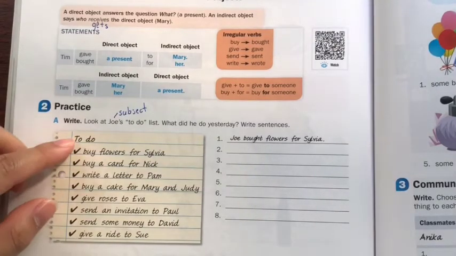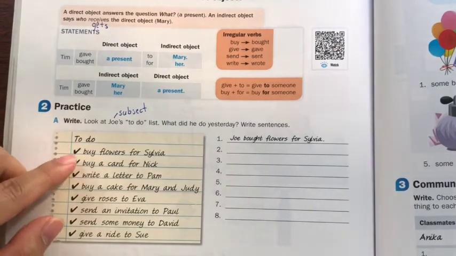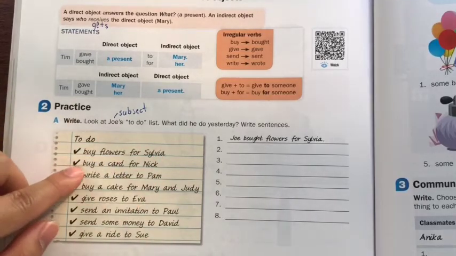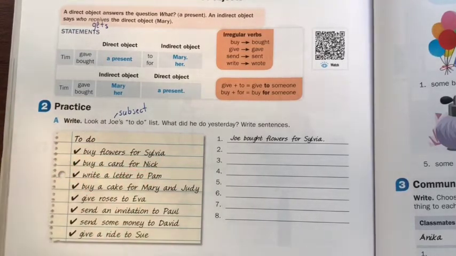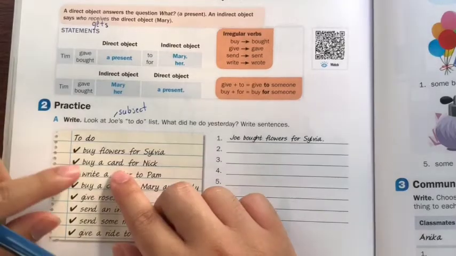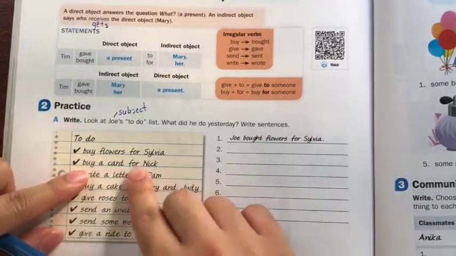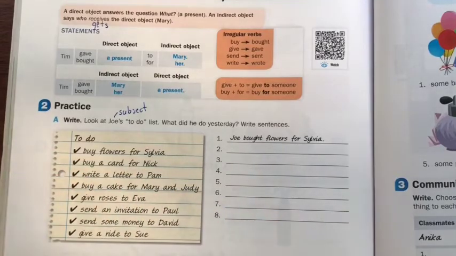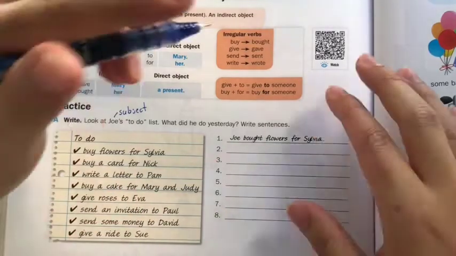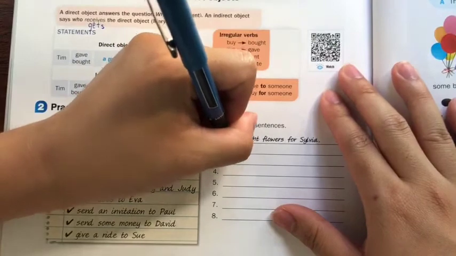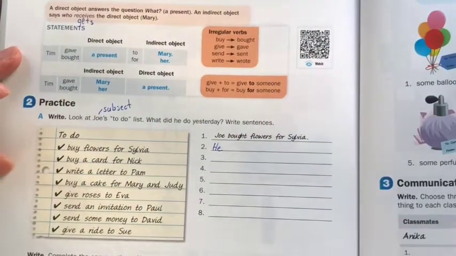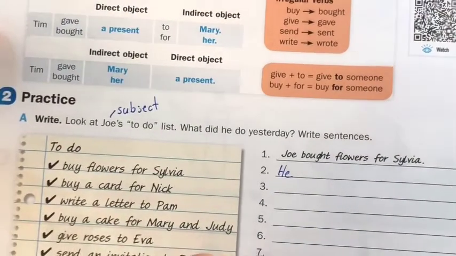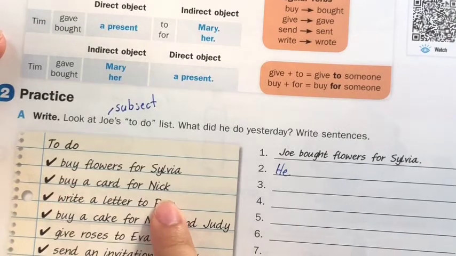What's next on Joe's to-do list? So buy flowers for Sylvia, check. Buy a card for Nick. So we need to write this task in the past tense. Buy a card for Nick. So we can start off with Joe, or we can say he for Joe, okay? Now we have to write buy a card for Nick in the past tense.